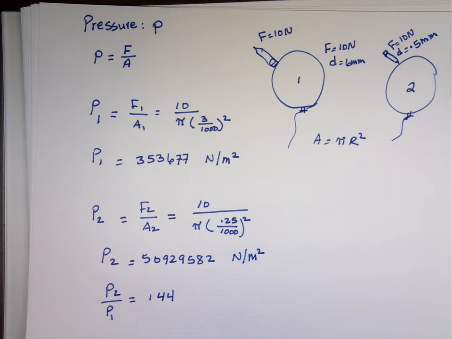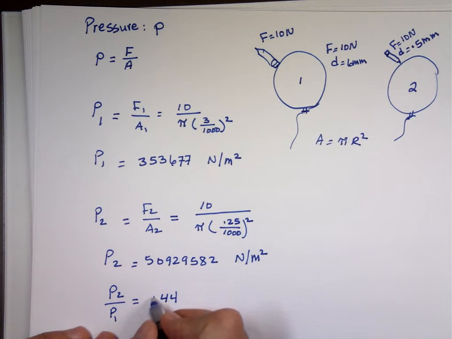So when you take a needle and you touch a balloon, it pops because the pressure now is 144 times larger than if you stuck your baby finger. Maybe about 200 times bigger if you stuck your baby finger.